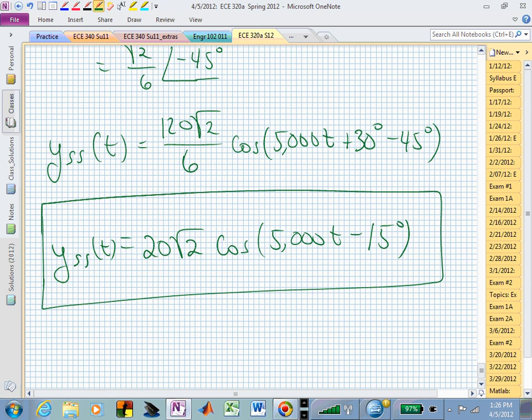And that didn't take too much time. I didn't have to find the complete y of s and then let t go to infinity and see that all my exponent terms go away, the transients decay. You could. Now, if I tried to apply the final value theorem to that, what would you tell me?